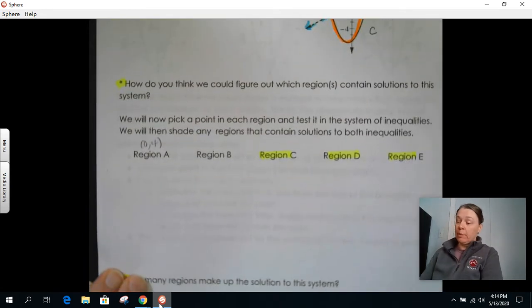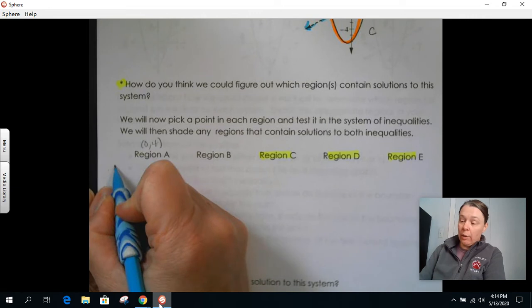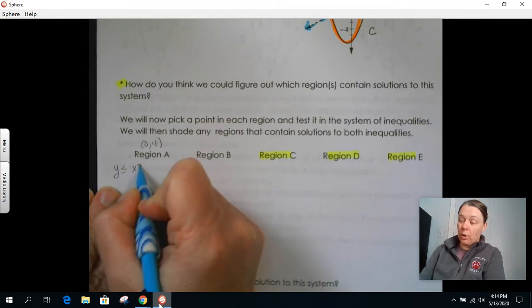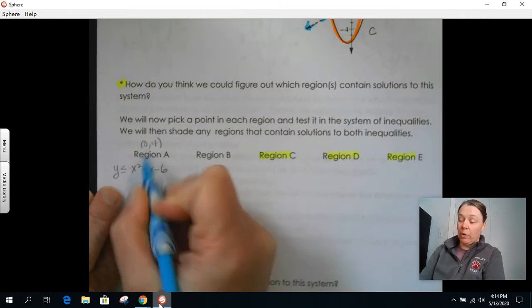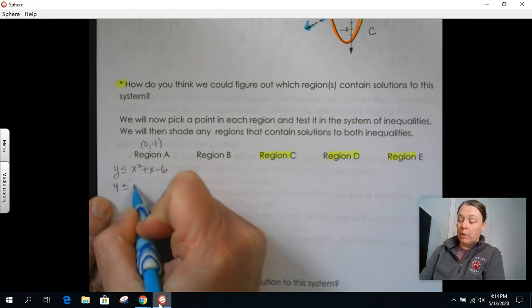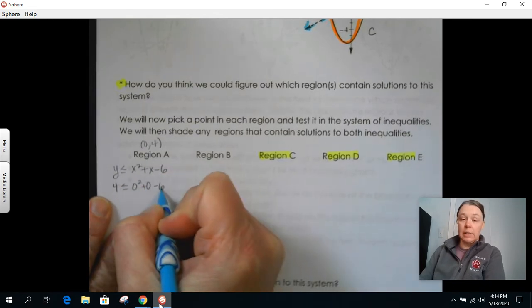Okay, so first I'm going to substitute in. I'll write it down here: y is less than or equal to x squared plus x minus 6. So I'm going to put 4 in for y. I'm going to put 0 in for x. And let's see what happens.